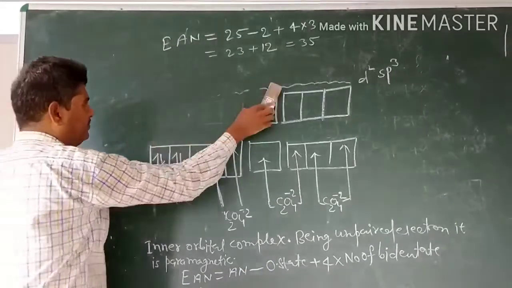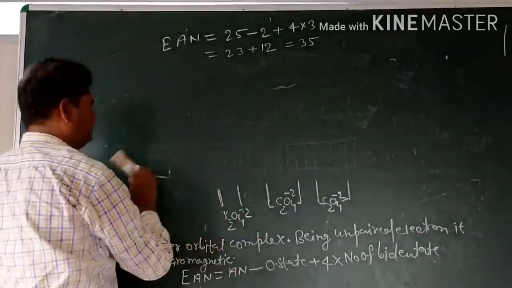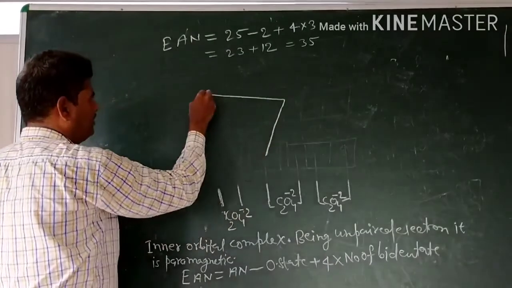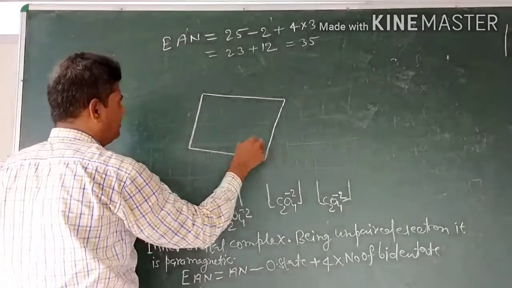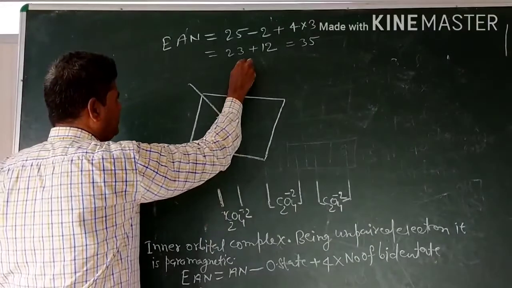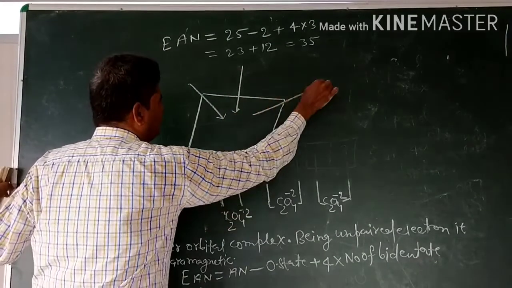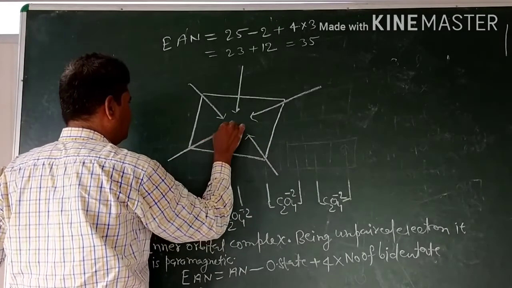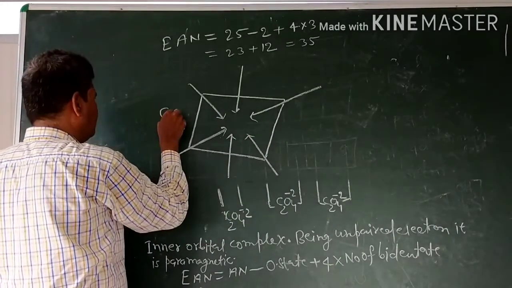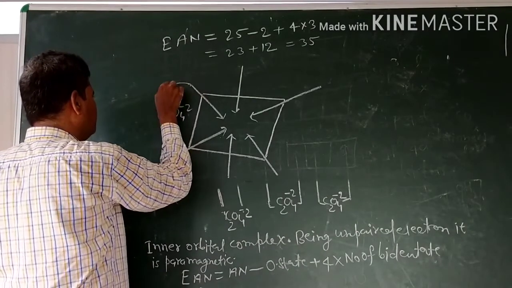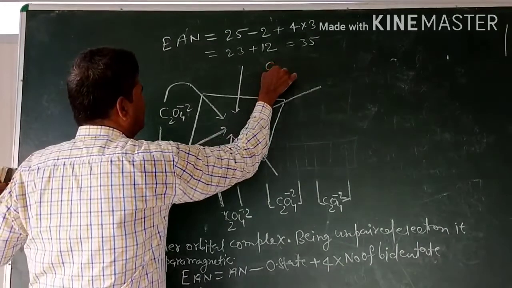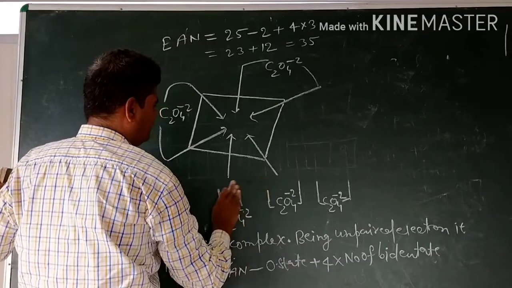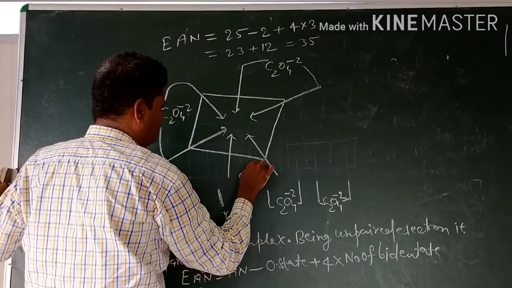Shape: octahedral. C2O4 minus 2, C2O4 minus 2, and C2O4 minus 2.